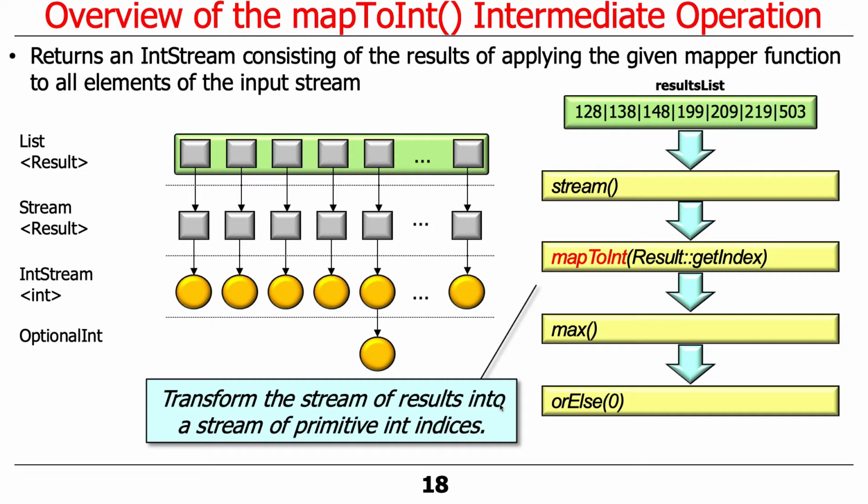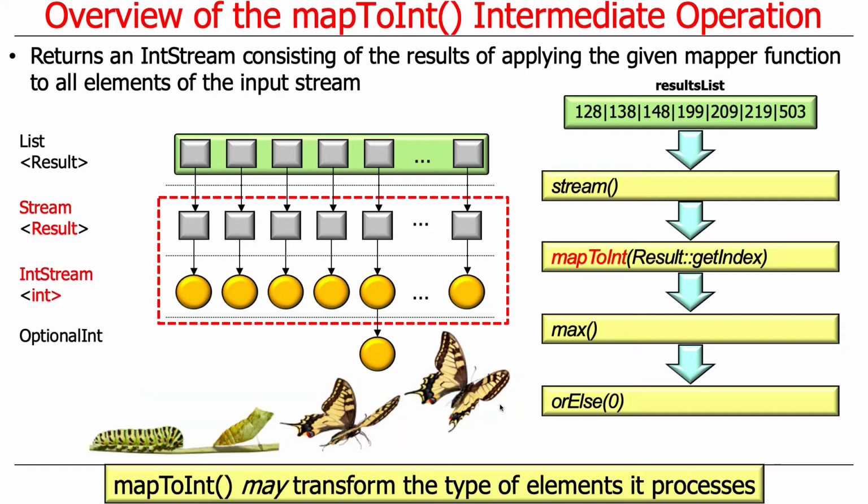So the example program that we're going to be talking about a little bit later, when I talk about something called the computeMax method, is going to take a list of indices which are going to come into this particular intermediate operation as a stream of indices, and it's going to transform the stream of indices, they're called results, into a stream of primitive int indices. And you'll understand a little bit later about why it does that. What it's going to do is create this stream, and then pick the maximum element. We'll talk about that in just a bit.